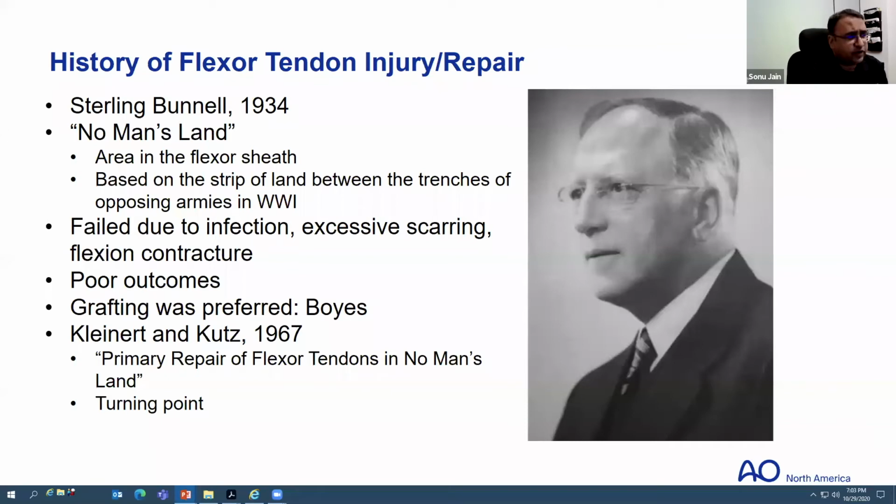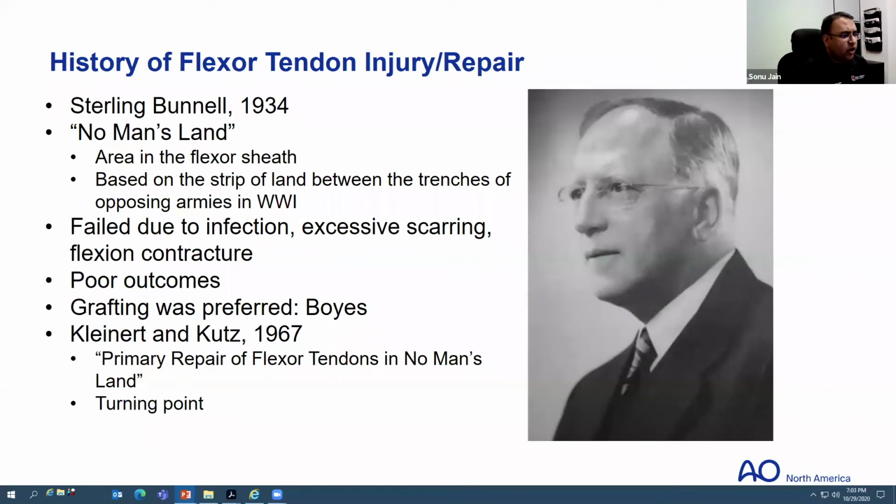So let's start with the history. Sterling Bunnell, who's essentially the father of modern hand surgery, described this area in the palm called no man's land, which we refer to as zone 2, and I'll go over that later on in the talk. It was an area in the flexor sheath that he described based upon the terminology used for a strip of land between the trenches of opposing armies in World War I.